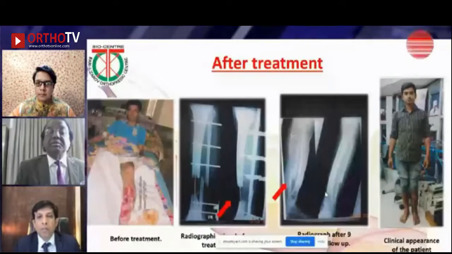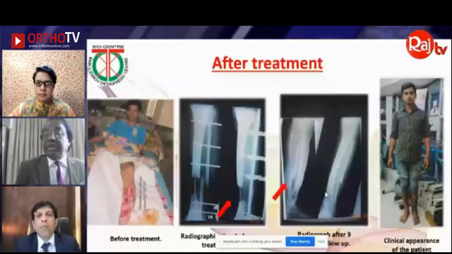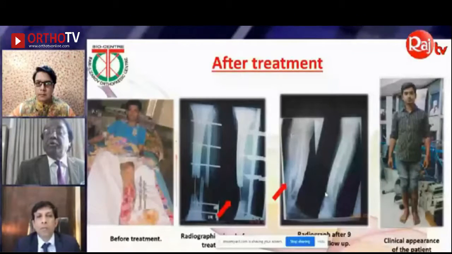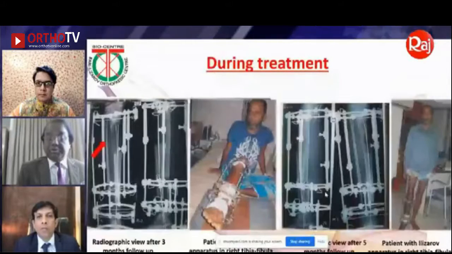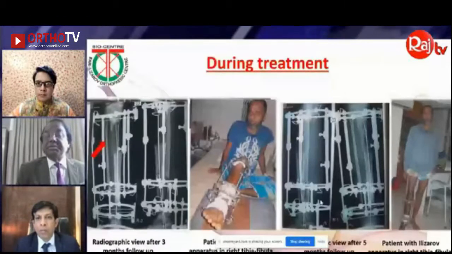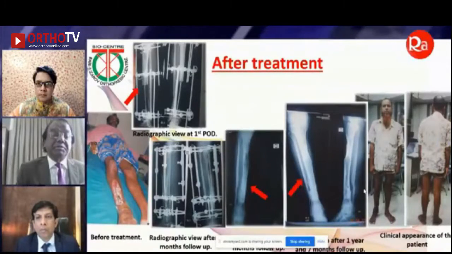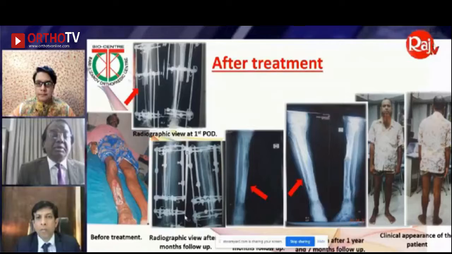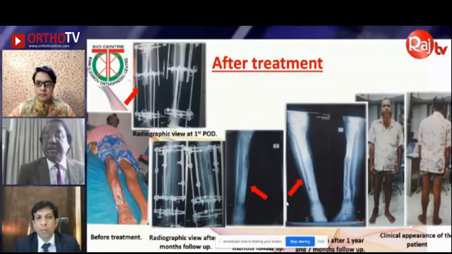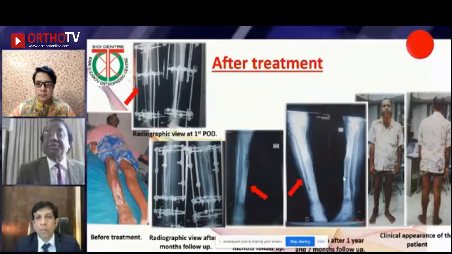You can see, after 5 months follow-up, before going to remove the apparatus, you can see a good callus formation here going on, and the guide wire inside the medullary cavity. And this is after treatment. You can see the clinical appearance of the patient. It was before, and this is after good callus union and formation.